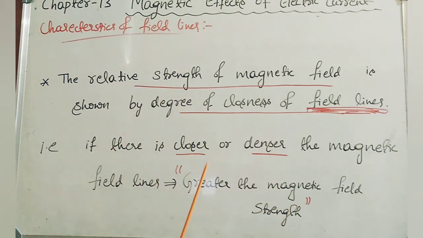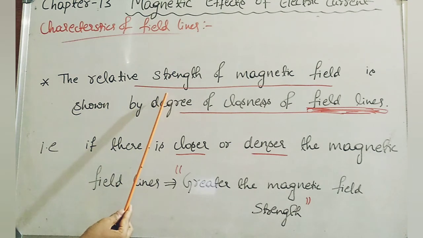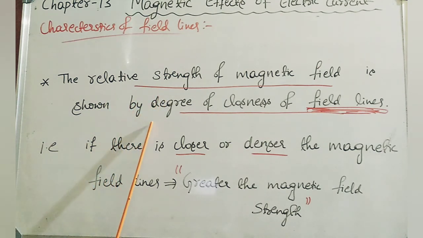Here in this point they may ask you a 1 mark question. For example, the relative strength of magnetic field is given by what? You need to tell either in your own words by statement, or if they ask you to fill in the blank, you need to tell: degree of closeness of field lines.